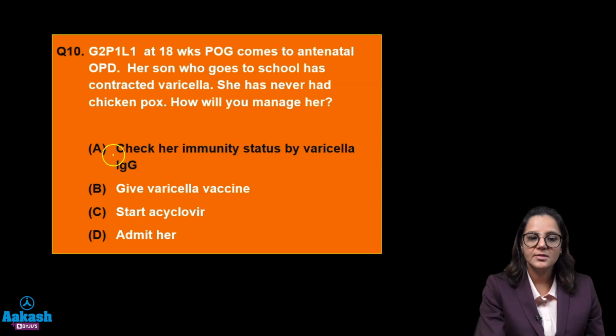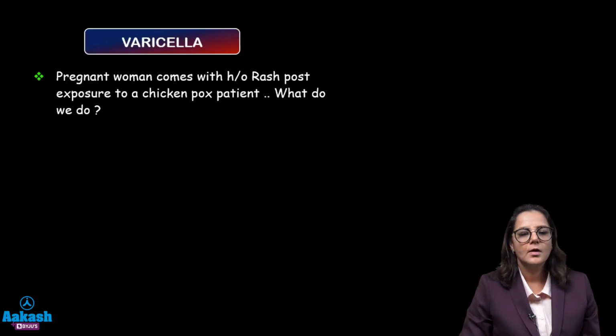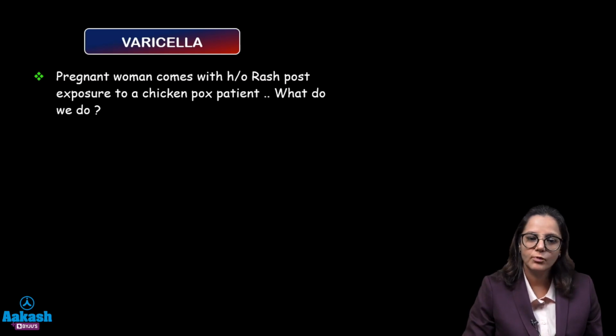Alright, so the answer is check her immunity status by varicella IgG. Give her varicella vaccine? No, because it is contraindicated in pregnancy. Start acyclovir? Not yet. Admit her? No need. Now the patient has presented with rash to us. What are we going to do?